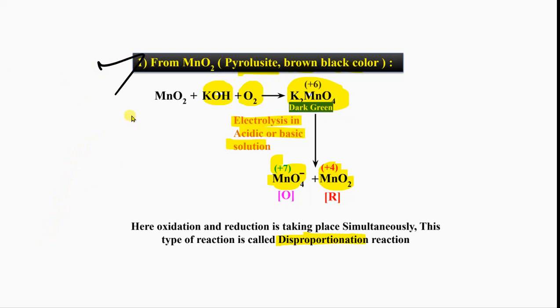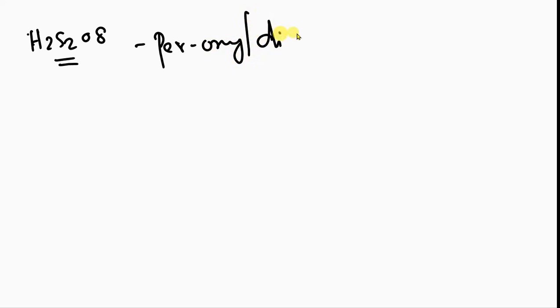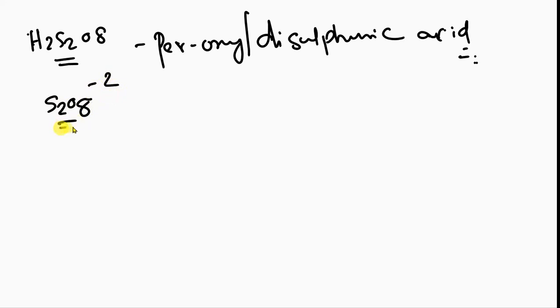Let us go for the second method here. Second method of preparation, that is from H2S2O8, peroxydisulfuric acid. So what happens here? Actually, we can write it as an ionic equation, S2O8 2 minus. So this is the ionic form. So this breaks like this, 2H plus plus S2O8 2 minus.